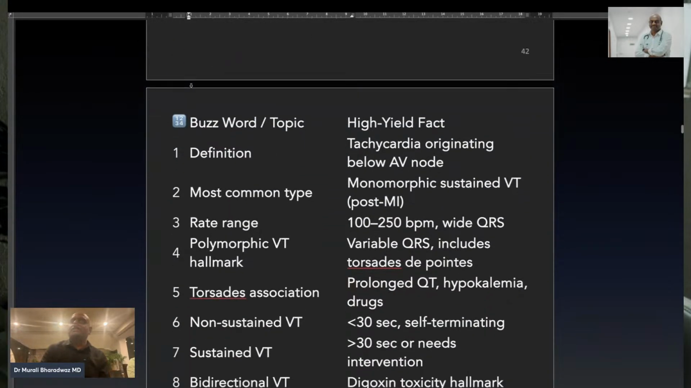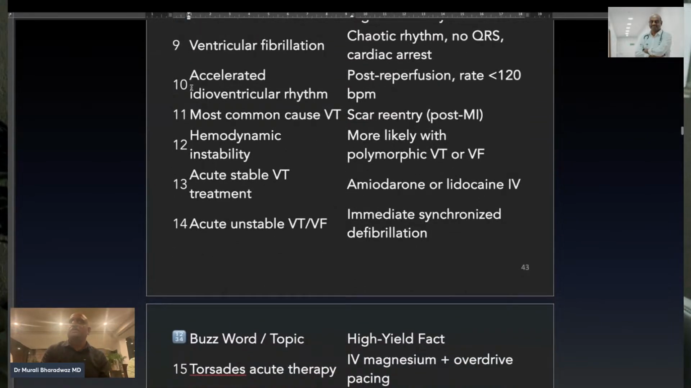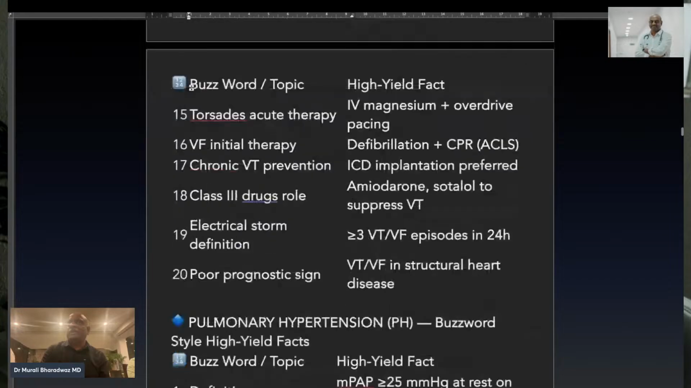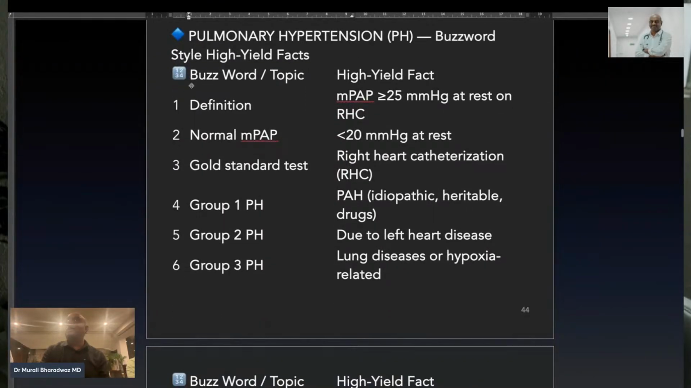Then what else? Ventricular tachyarrhythmias. Ventricular fibrillation needs a little reading, most of the things in it are the same. Then comes pulmonary hypertension. Two more topics are left.